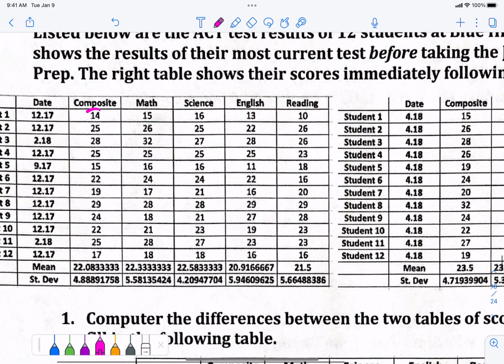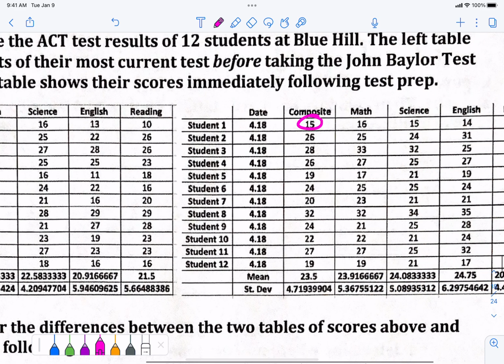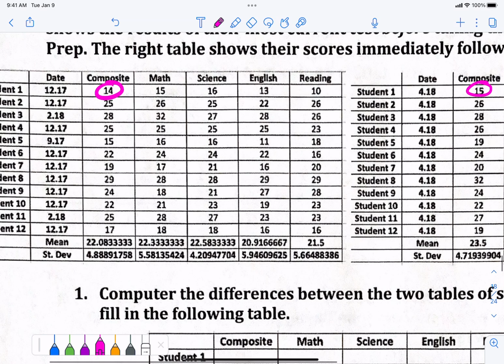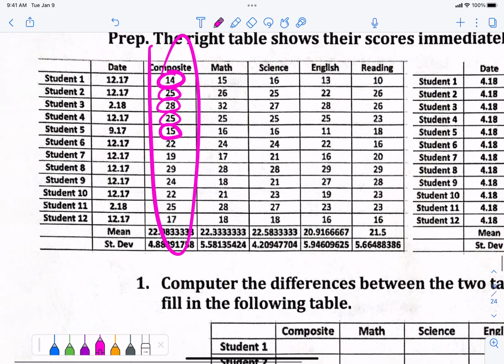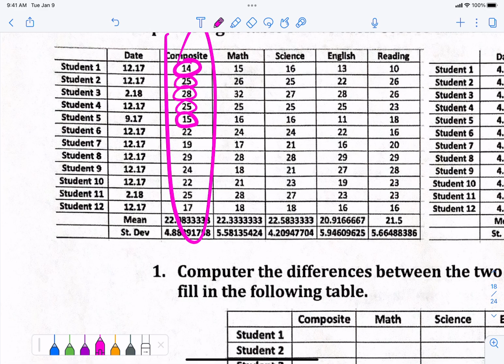Their composite score was a 14 on the ACT. Pre-John Baylor, they raised it a point to a 15. The next person was a 25. They went to a 26. 28 stayed the same. Okay, we had another 25 going to a 26. Then we had somebody that jumped quite a bit, 15 to a 19, right? You see how this is playing out? But not only do I have the composite scores, which is the overall total scores, but I have math, science, English, reading, okay? That is for 12 students.